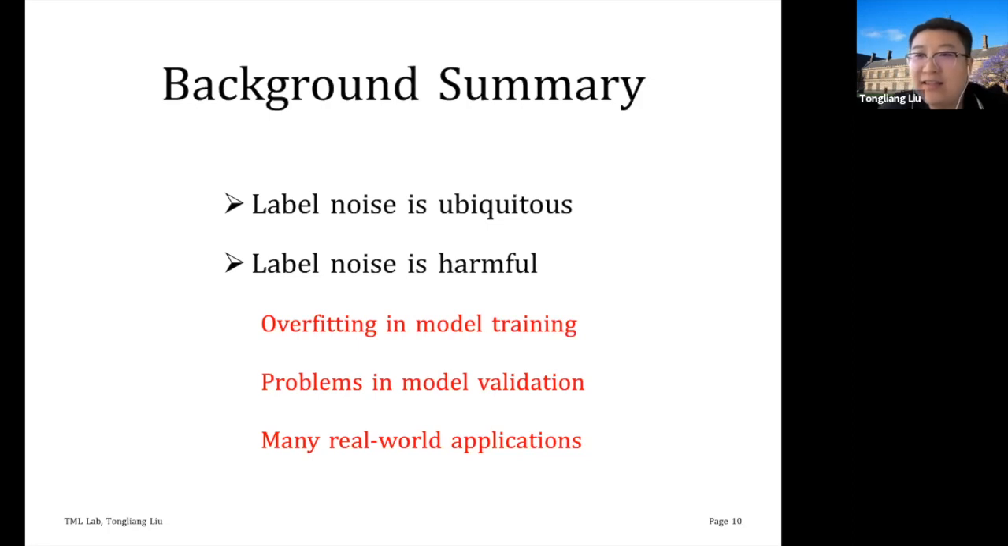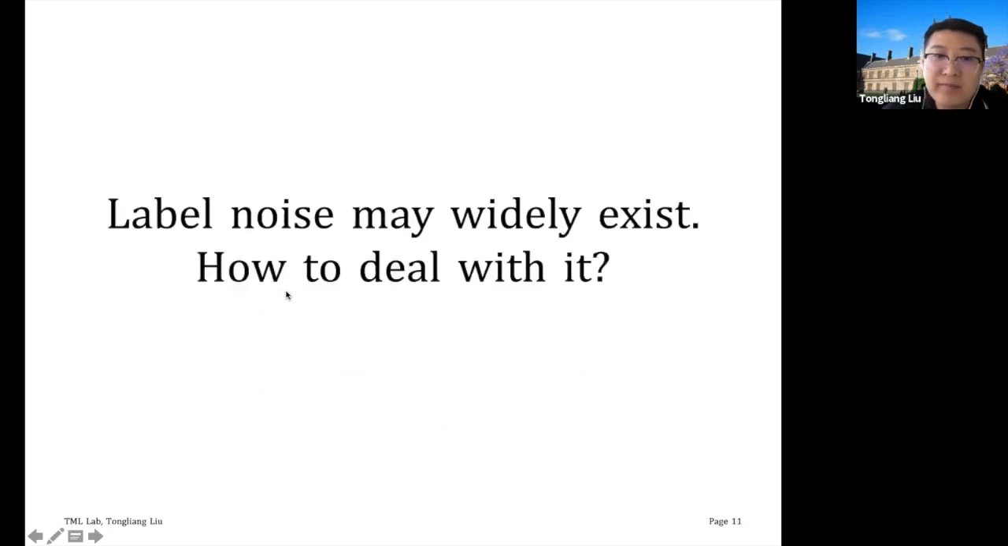Okay, I would like to make a quick summary here. We just discussed that label noise is ubiquitous now in the era of big data, and also it is very harmful. During the training procedure, it will cause the overfitting problem. And during the model selection procedure, it will cause the suboptimal problem. Also, dealing with noisy labels has a lot of real world, very interesting applications. And now we have the problem: how to deal with label noise.